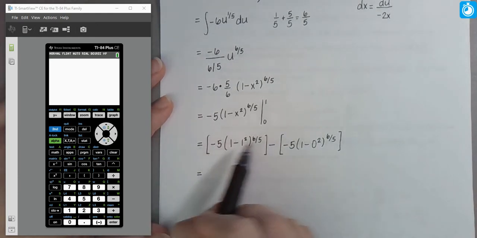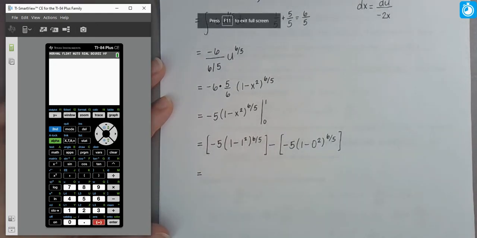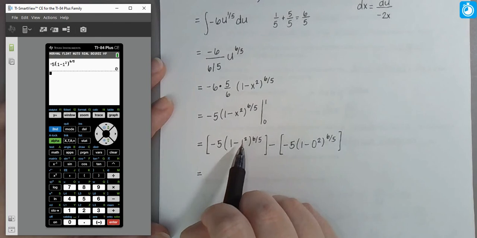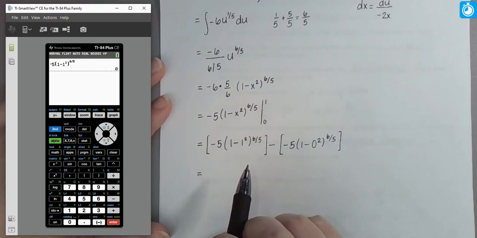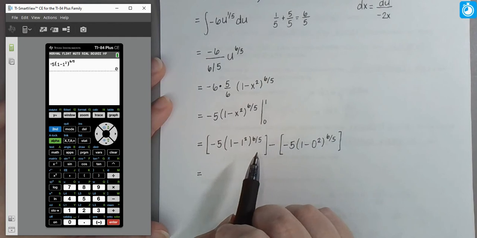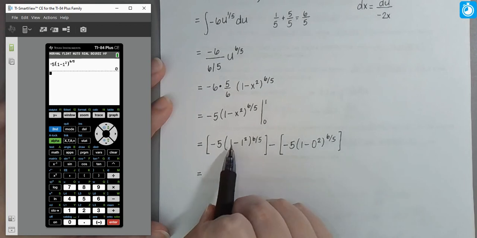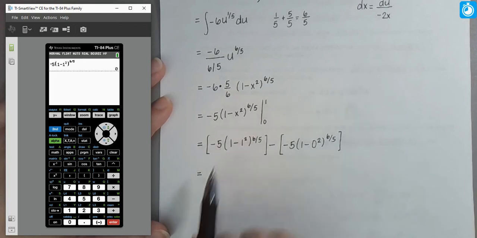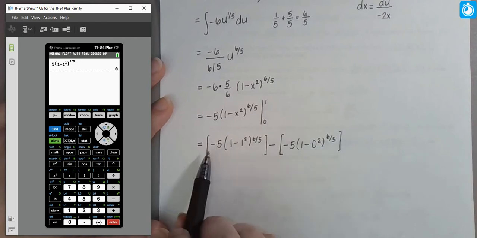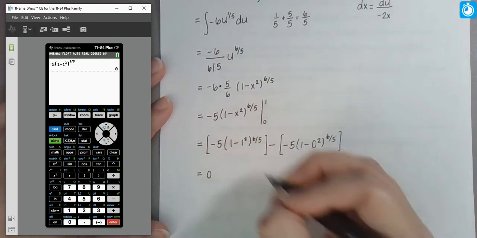So let's see if we can evaluate this whole first expression in the calculator. So we have negative 5, and we're multiplying it by 1 minus 1 squared. And that is then being raised to the 6/5 power. So what does that come out to? It comes out to 0. Why does it come out to 0? Well, 1 squared is going to be 1, and then 1 minus 1 is 0. It doesn't matter that the power is 6/5. Anything that is 0 to a power is going to be 0. So 0 to the 6/5 is 0. 0 times negative 5 is 0. So everything in the first set of brackets comes out to 0.